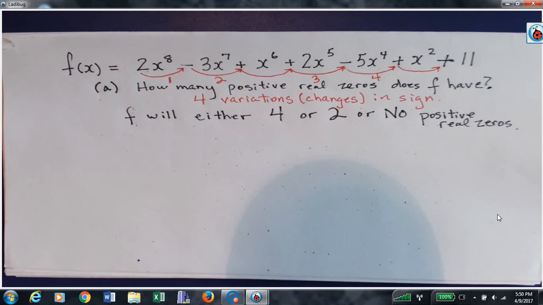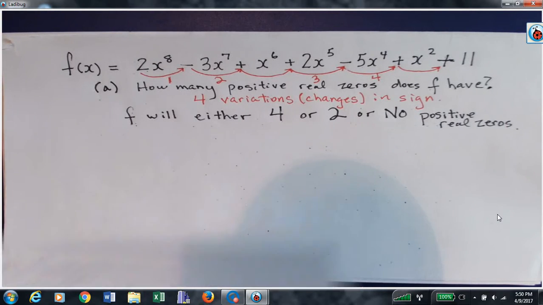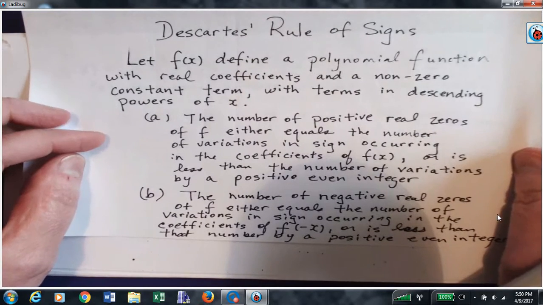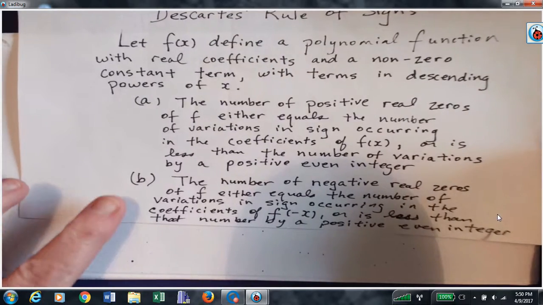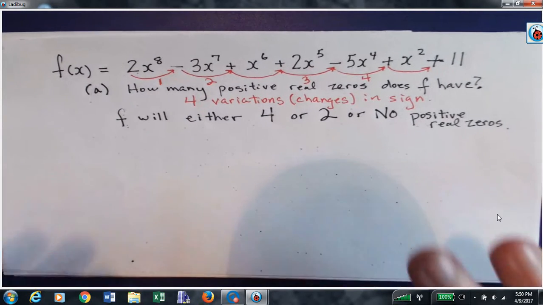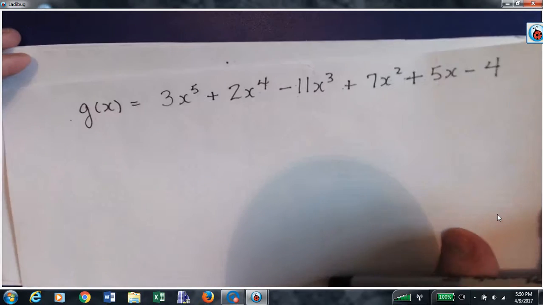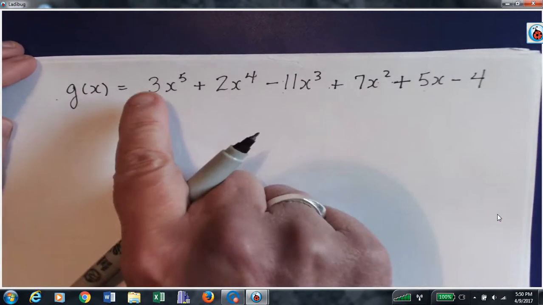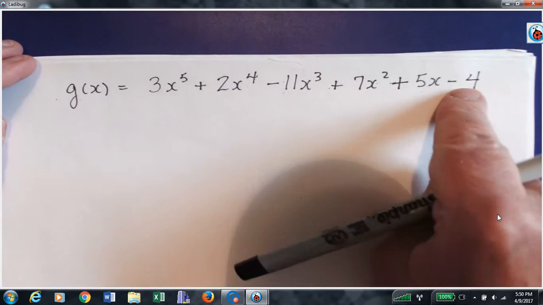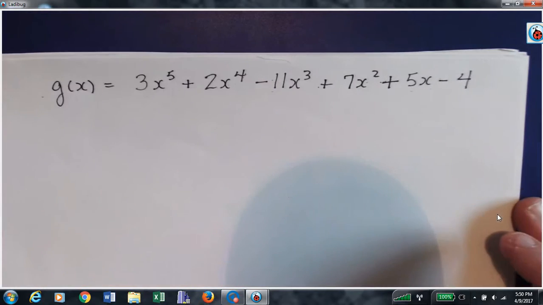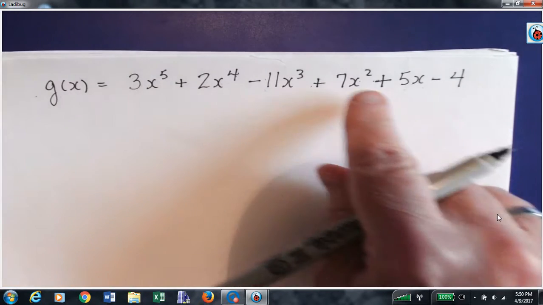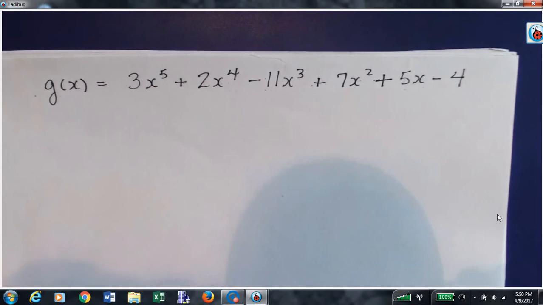Okay, so that's part A of Descartes' rule of signs. So I'm going to come back and do part B later. Let's just stay with part A until we're confident that we can do these for part A. So here's another polynomial. It's got real coefficients and it has a non-zero constant term, and my powers of x are in descending order, so it meets the qualifications.